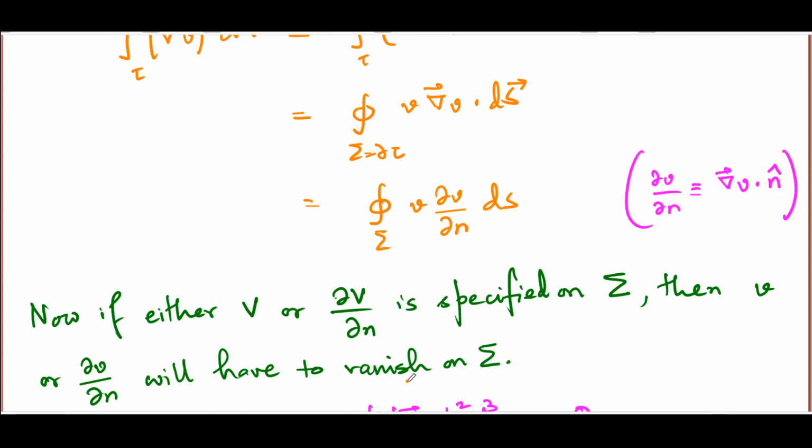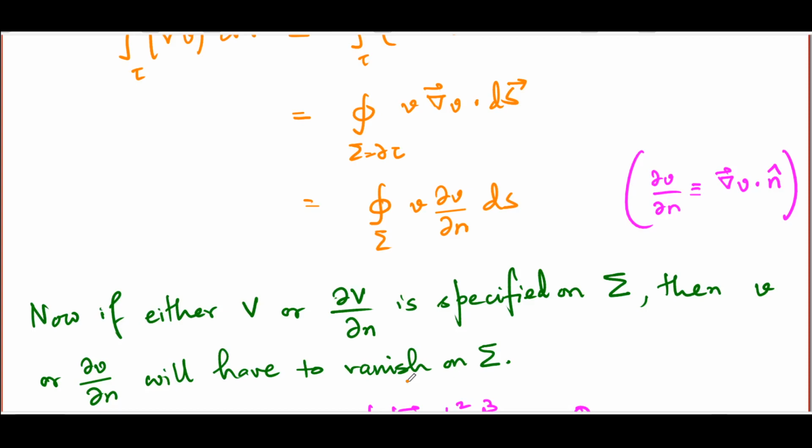But when you are calculating the surface integral over sigma of v del v del n ds, the values of small v that you are going to use are the values on the surface. So if either small v or del v del n vanishes on the surface because of the specified boundary conditions, then this surface integral will have to vanish.